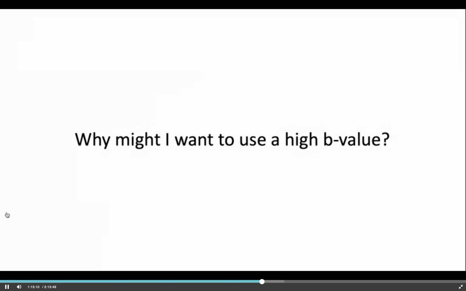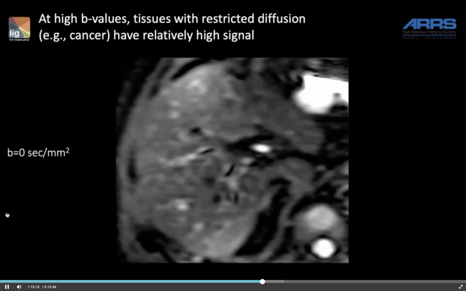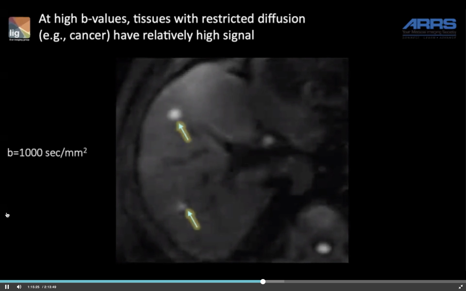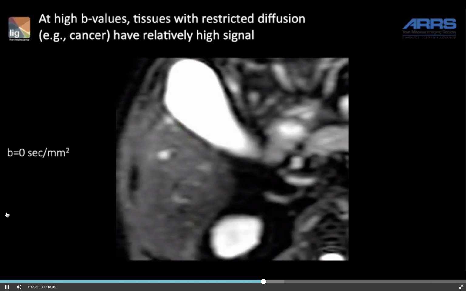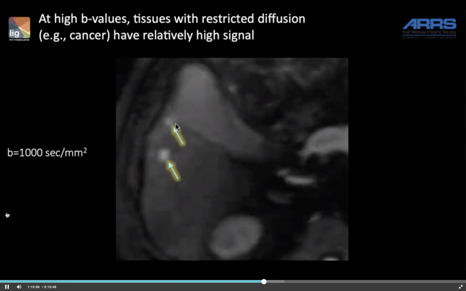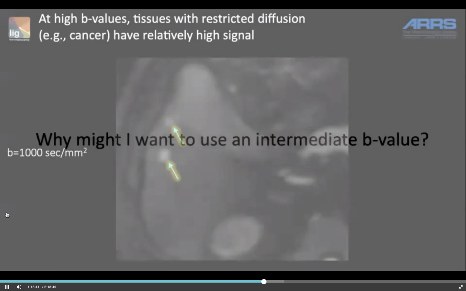Now, why might I want to use a high b-value? The reason we want to use a high b-value is that certain tissues, for example, cancer, have very high signal on high b-value. Now, here's a low b-value image. Does anyone see the cancer in the liver? It's pretty difficult, but if I apply a high b-value, now we see that there are two separate metastases in this liver. Similar example, does anyone see the cancer in this liver on the low b-value? Some of you might have noticed this, but is there another cancer in the liver? The answer is yes, and you can see it on the high b-value.